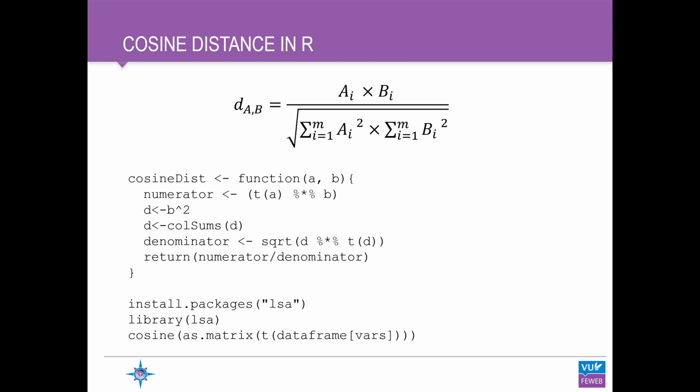Now, there are other distances, there are many different distances. In this course we only treat the Euclidean, the cosine and the Manhattan. So the cosine distance is measured as such. This is the formula to measure this.